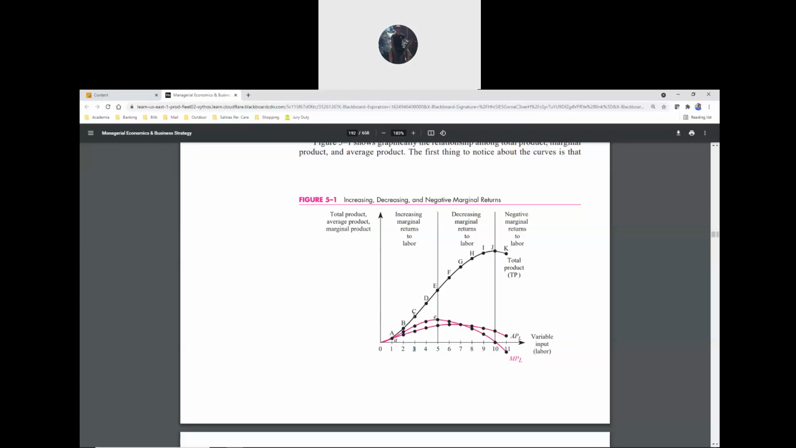That third worker can help make the pizzas, help with the ovens, take some orders, and there's plenty of work to go around. But maybe when you get to the fifth worker, there's still production, there's still more pizzas produced, but less than there were before. And maybe when you get to the 10th or 11th person in the kitchen, there's not much to do. In fact, they're probably bumping into people or knocking things over.